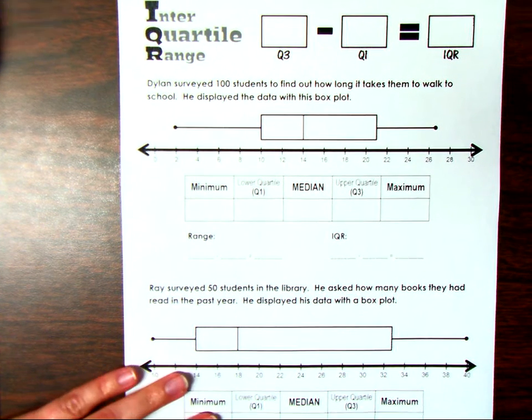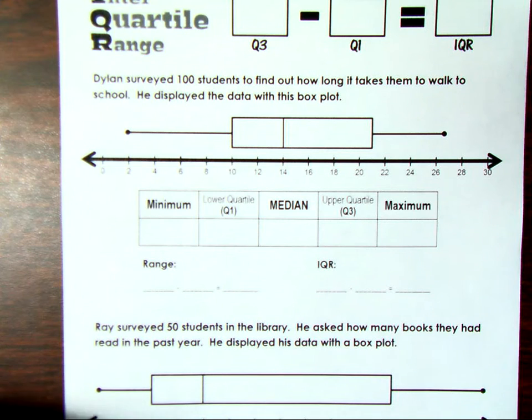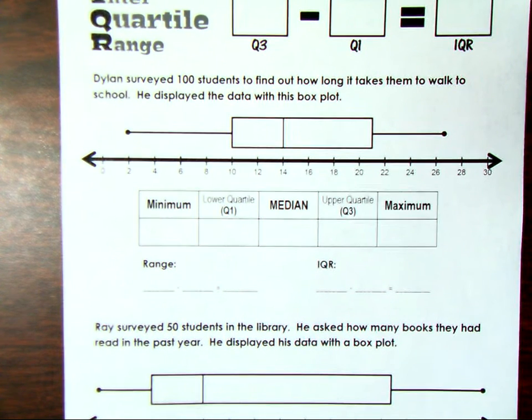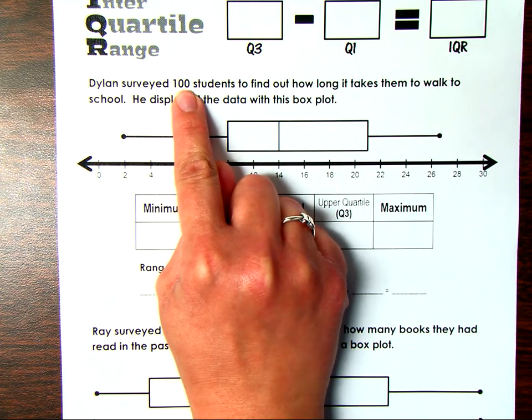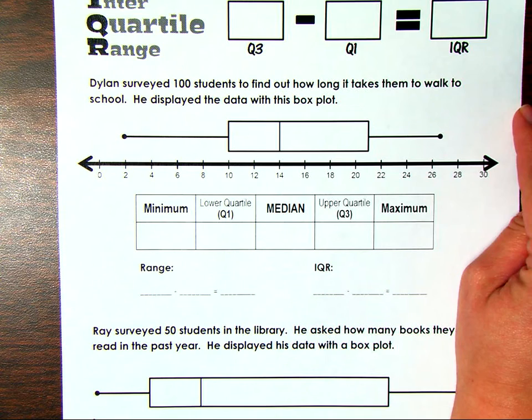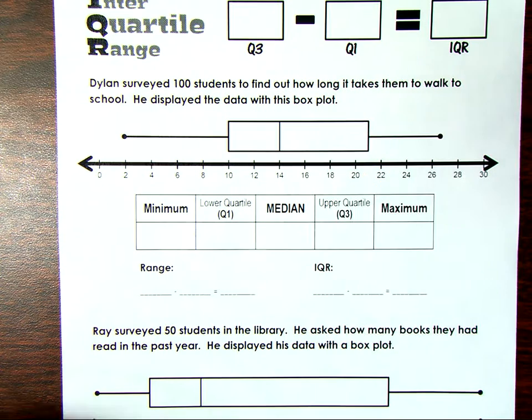Okay? So it says, Dylan surveyed 100 students to find out how long it takes him to walk to school. He displayed this data with this box plot. So here's something to know. We do not know how long it took each of these 100 students. We do not have the list of numbers of all 100 students. But what we have is what he did his 5-number summary on to create this.